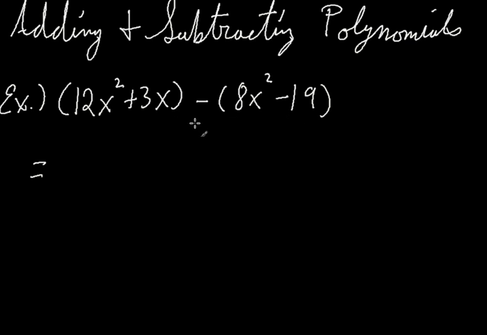Now, I can only combine like terms. So I have an x squared term here and an x squared term here, so I can only manipulate those two. Again, we're subtracting, not adding or multiplying. So I have 12x squared minus 8x squared. That would be a difference of 4x squared.